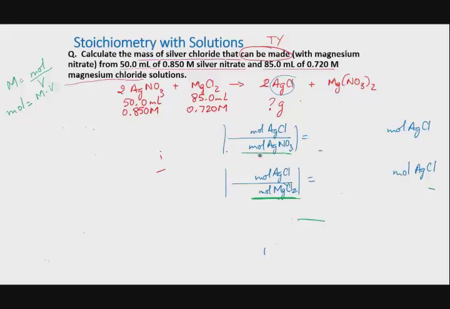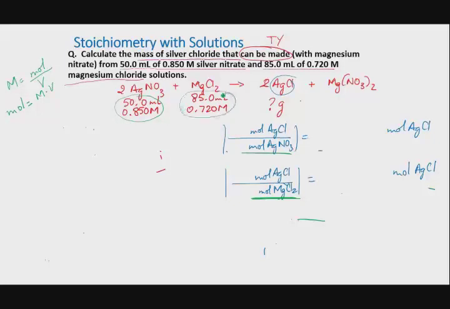Now, for moles of silver nitrate, do we know the volume of silver nitrate solution used? Yes, we do. Of course, it's in mLs. We'll need to convert it into liters. And do we know its molarity? Yes, we do. And so is the case for magnesium chloride.